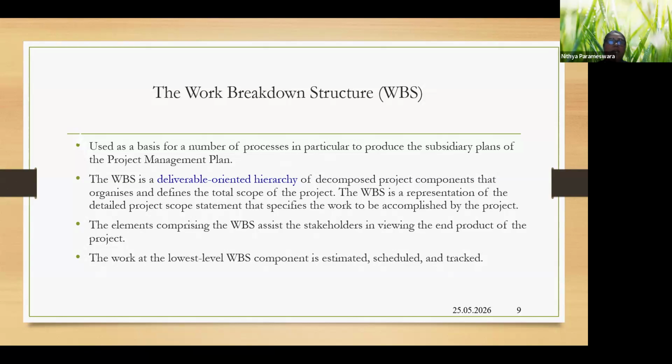So the elements that you have in the WBS will help the stakeholders of the project to see what the end product of the project is. They will be able to clearly see what the project is going to deliver to them. And the work at the lowest level of the WBS is estimated, scheduled, and tracked. We'll talk about the lowest level further.